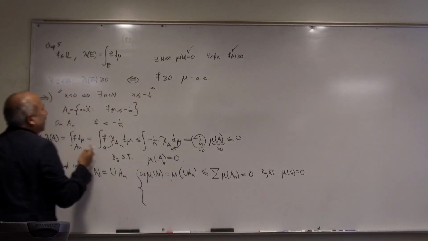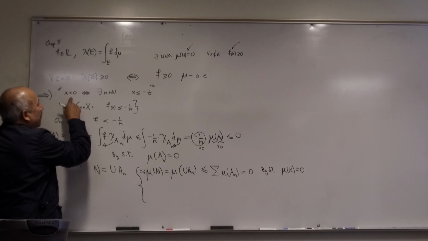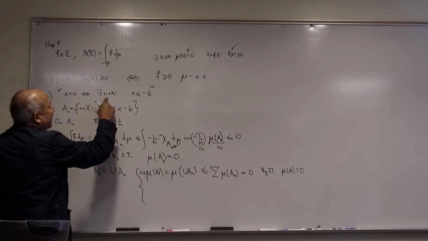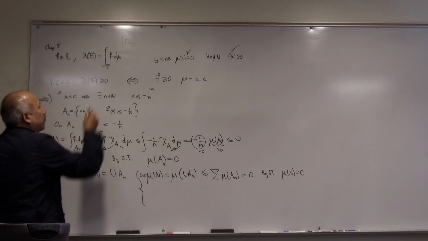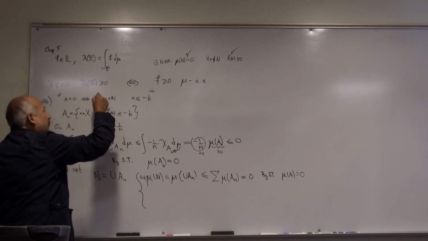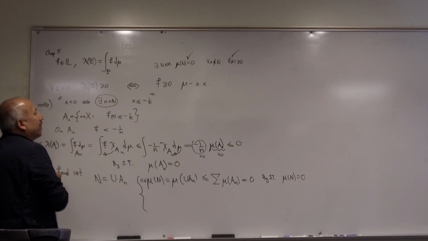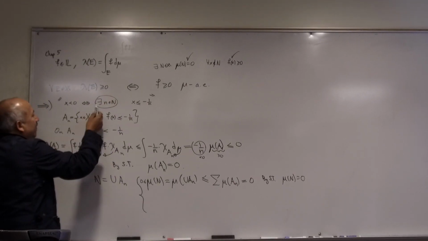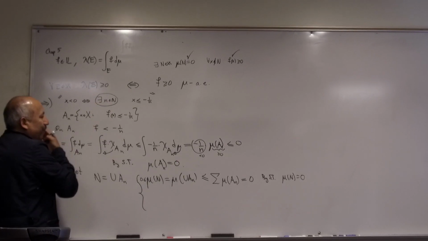That comes from this fact. A number x is less than 0 if and only if there exists an n such that x is less than or equal to -1 over n. So this "there exists" transforms into a union or an intersection? Union, right? If you have "for all," that's intersection. But this "there exists" means a union.